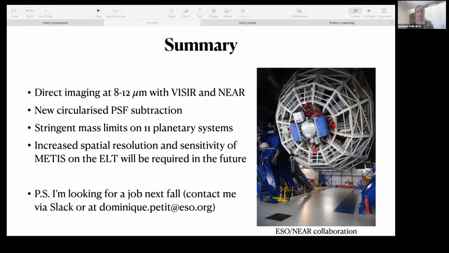So just to summarize, we did N-band observations with both VISIR and NEAR. To do this, we developed a new method of PSF subtraction. And even though there were no detections, we were able to put some really stringent mass limits on 11 different planetary systems. And if we want to continue doing this in the future, then both the sensitivity and the spatial resolution of METIS on the ELT will be very important.